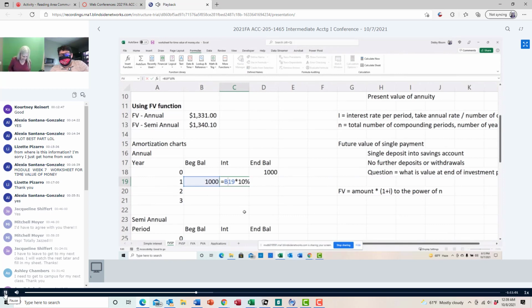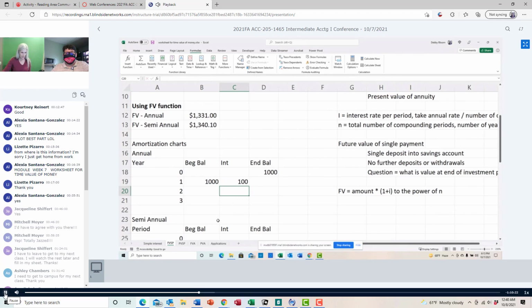So for C19, you want to type an equal sign. You want to take whatever the beginning balance is on that same row, so for me, it would be B19. I want to multiply it by the interest rate and then multiply it by the time factor. In this case, because it's annual, I would multiply by 12 over 12, so I can just leave it off. We won't leave it off in the next amortization chart. Are you okay now? Yes. Okay, good. Hit enter to accept the formula.